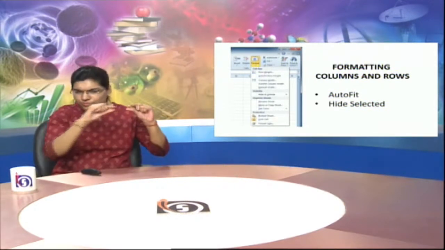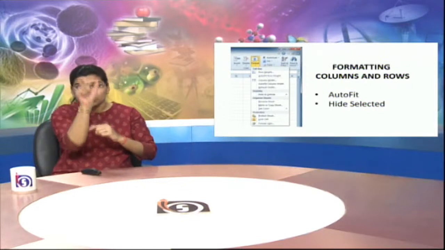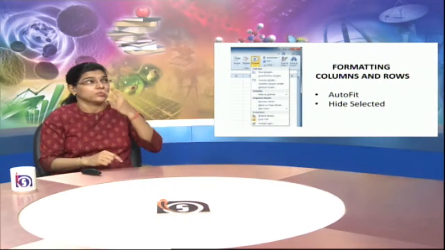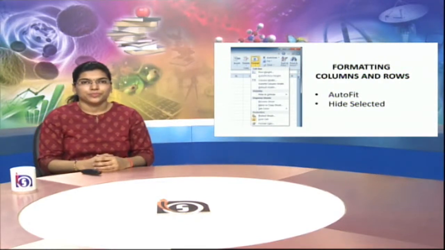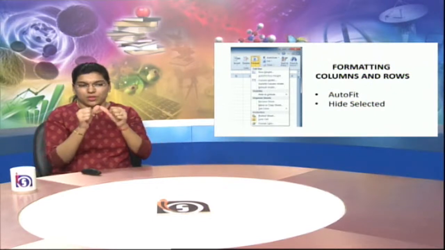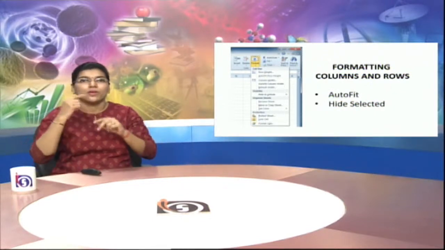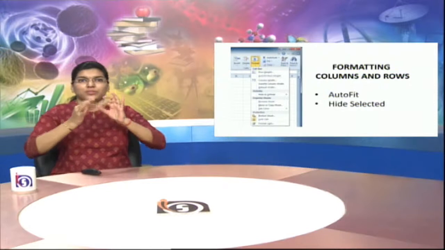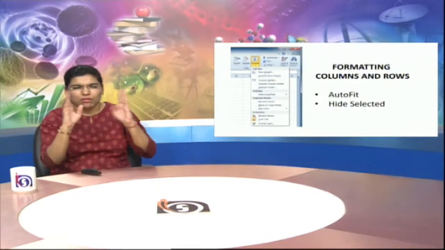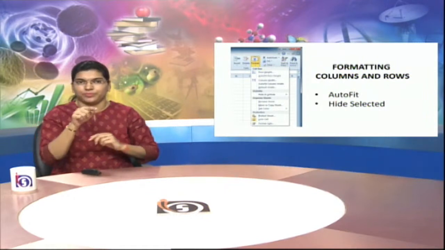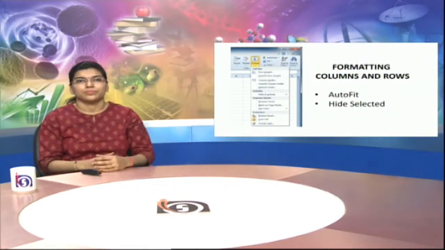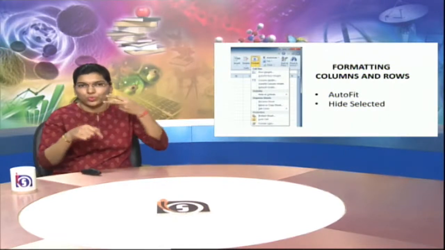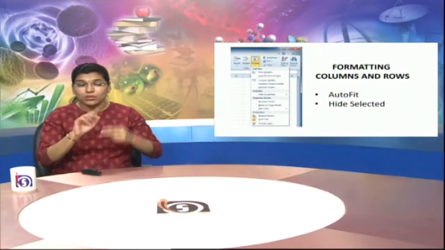As you must have remembered, I have already explained columns and rows. There are a few points. You can see on the screen 2 important points. The first one is auto fit. Auto fit means if there is any word written in a cell, it is fixed in the cell. Accordingly, the size will fit into the place where the text is written. The second word is hide selected.